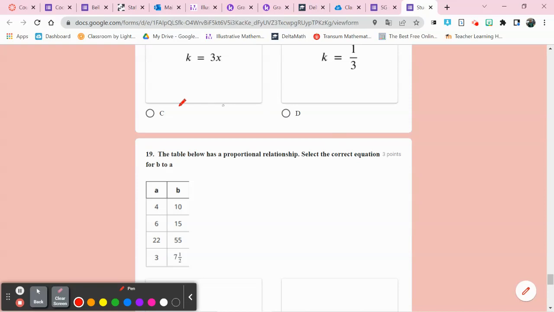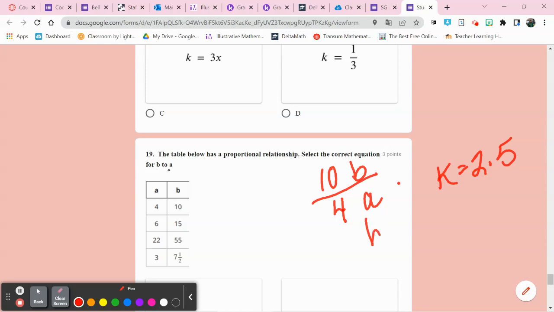Select the correct equation for B to A. So B to A. So we do the second over the first, or B over A. 10, which is a B, over 4, which is an A. I do 10 divided by 4, and I get a k of 2.5. Now, when I go to write my equation, B's on top. It goes first. I got my 2.5, and my A is on the bottom, so it goes second, and that is your equation.